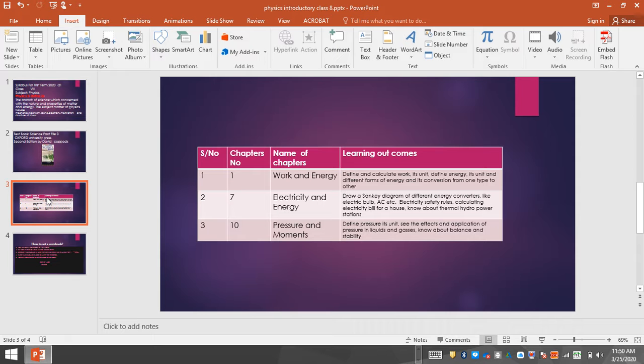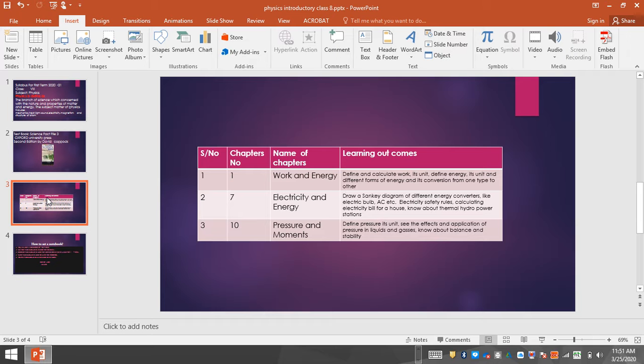Also electricity safety rules. We are dealing in our homes with different electrical equipment, so how we can safely use them, you will get some rules from here. You can also calculate the amount of the bill for your house. You will also know about thermal and hydropower stations, how we generate electricity in both these power stations, after studying this chapter. Then the last chapter is about pressure and moments.